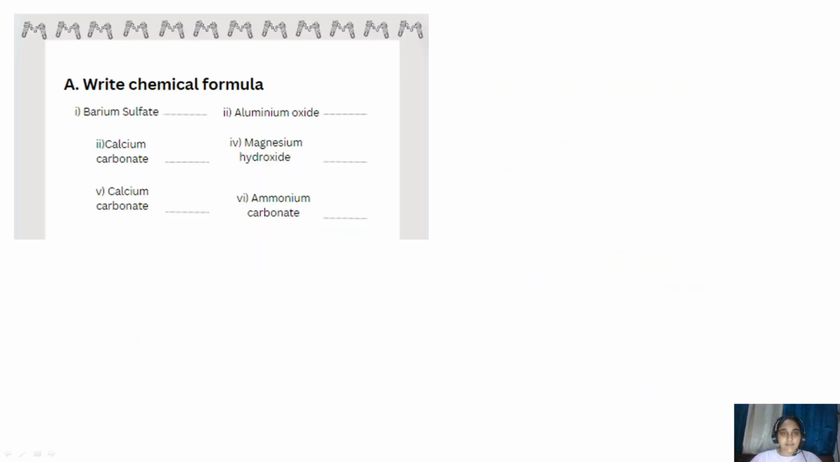Let's take an example here. First is given to you barium sulfate. The first one will be your cation. Always the metal is written first. This is the cation and this is the anion. So for the first example, barium is your cation. Barium belongs to group 2, so its symbol is Ba and valency will be 2. And the anion is sulfate. Sulfate is SO4 2 negative. Next you have to balance the charges. How to balance charge? There are two ways.